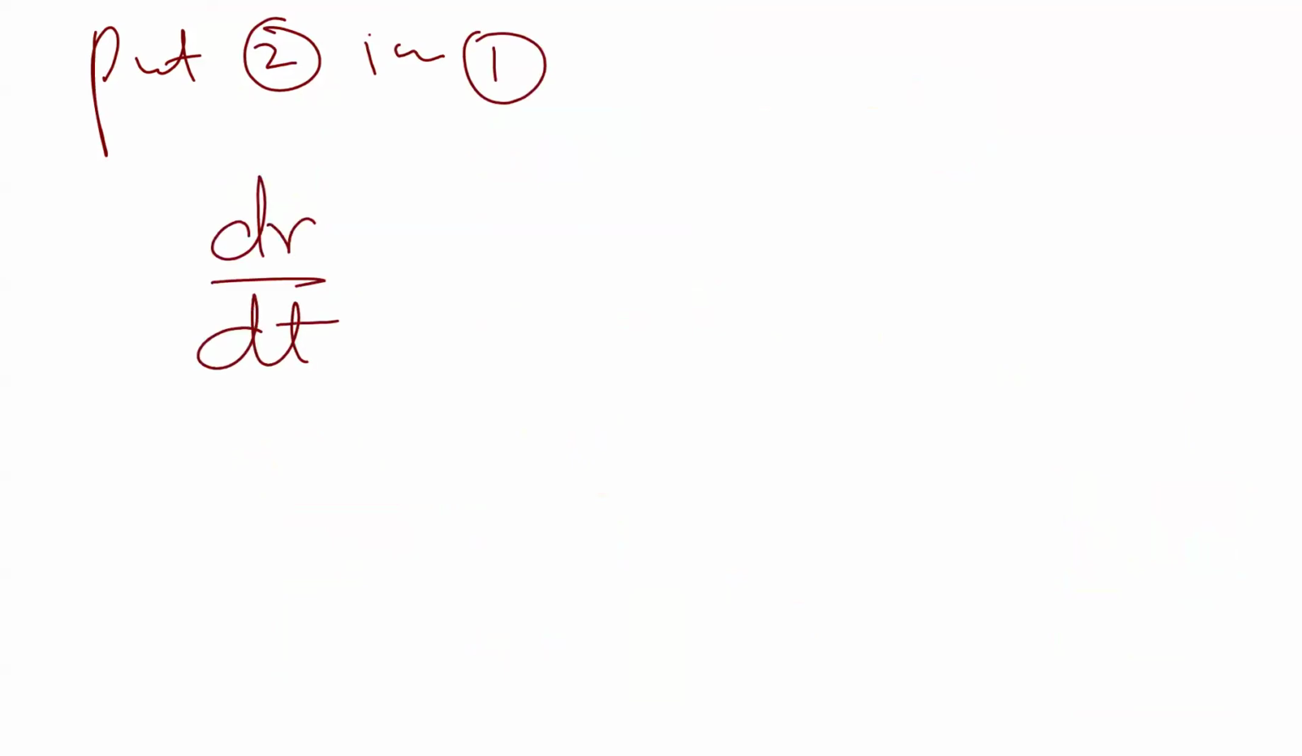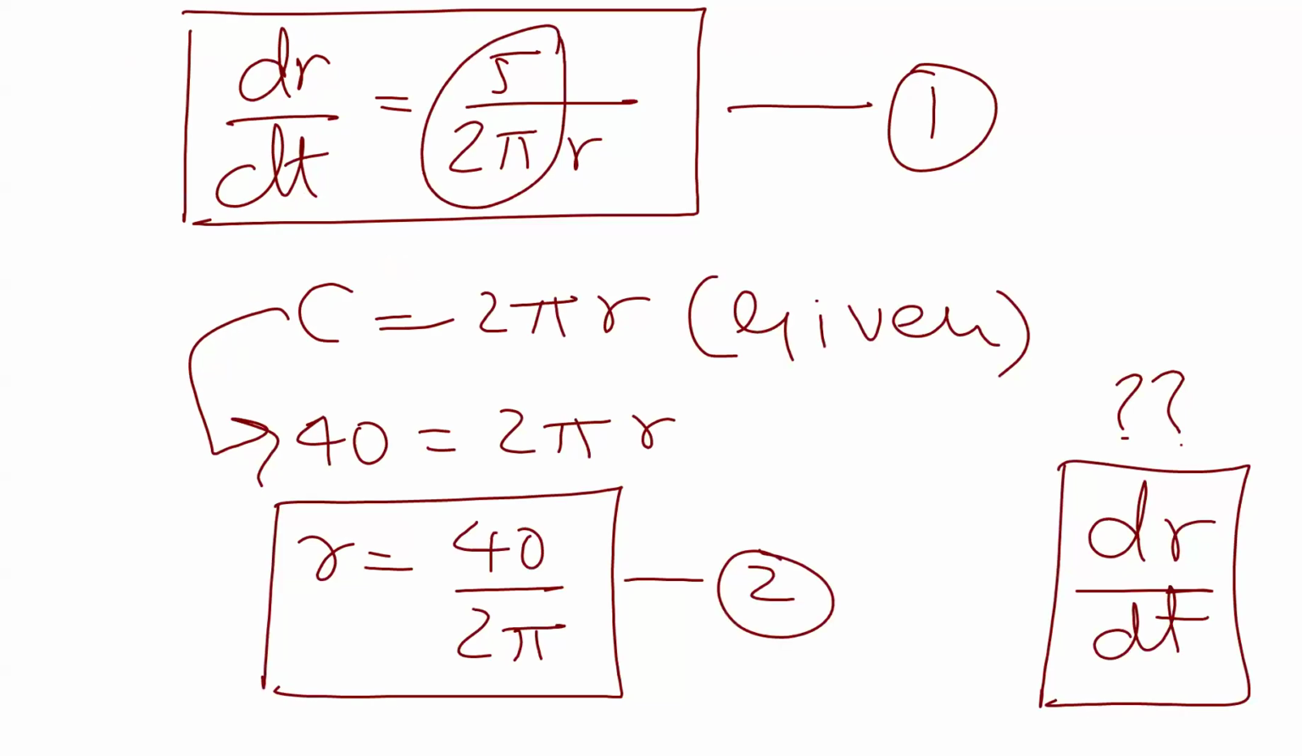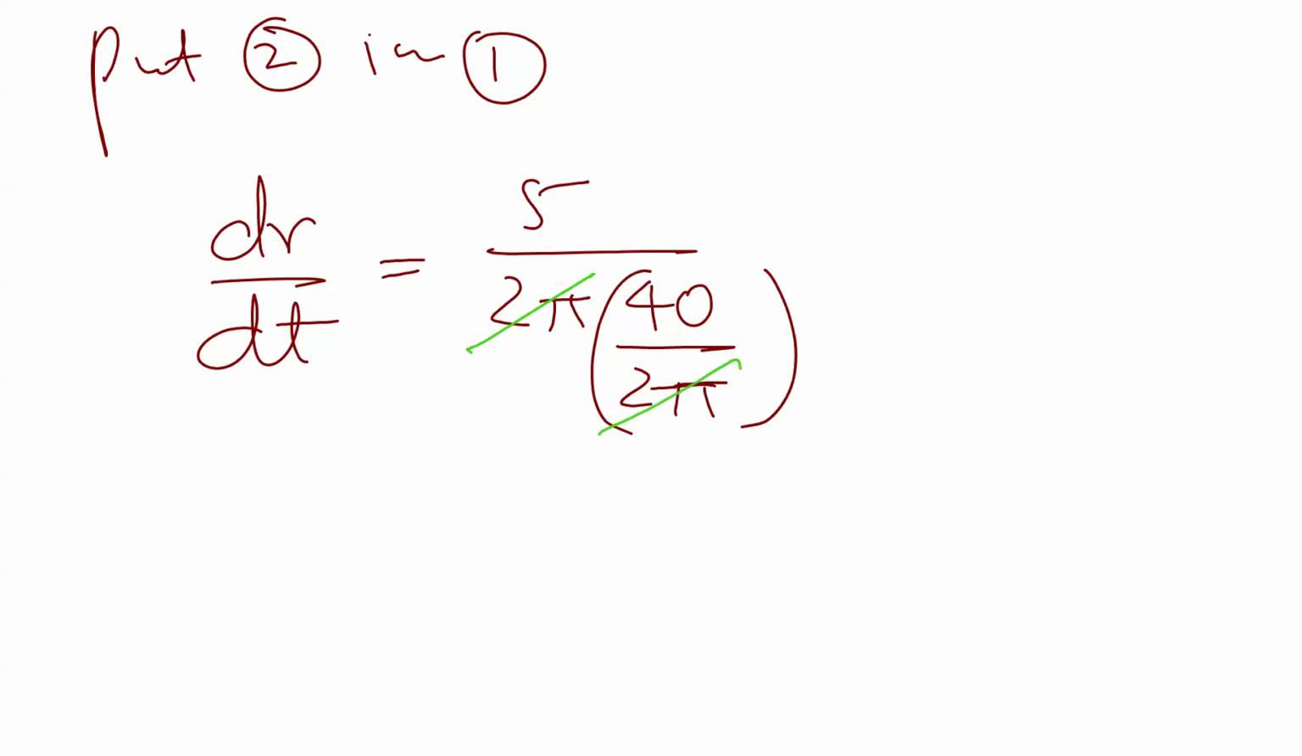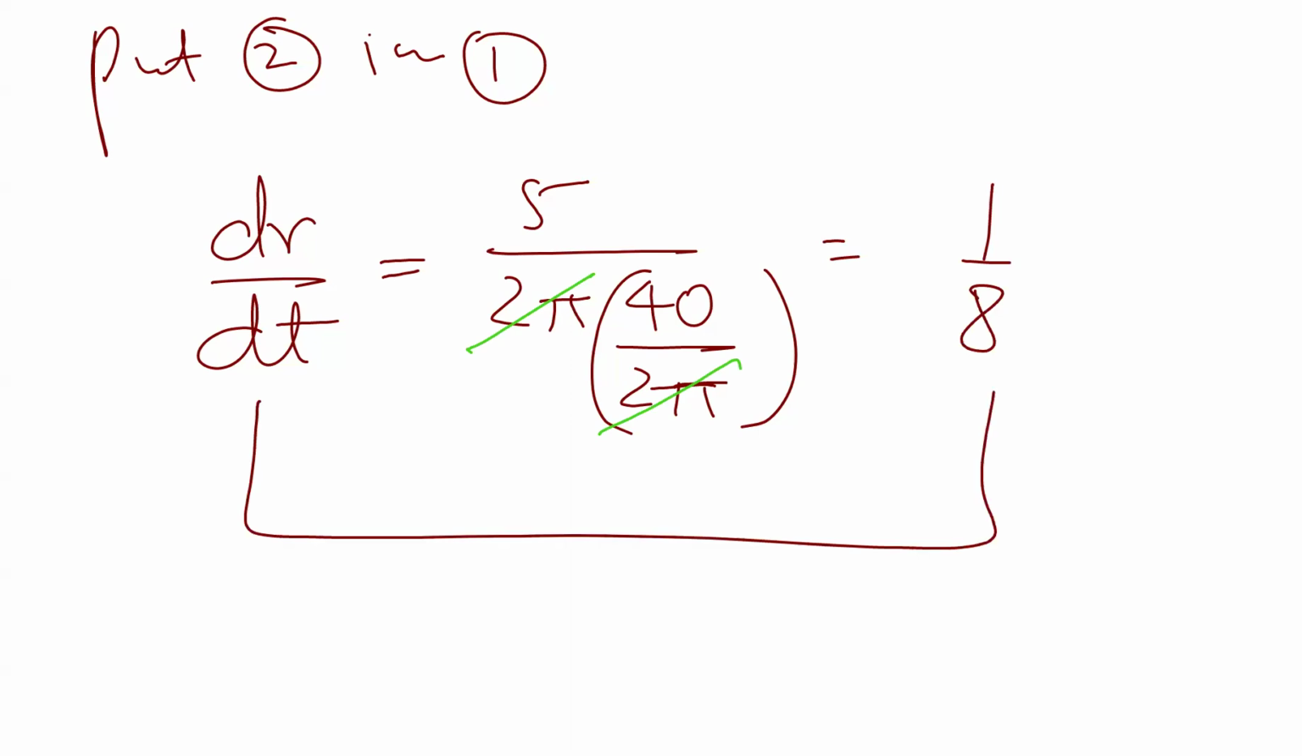So dr by dt is equal to 5 by 2 pi, that will remain as it is, and r is going to get replaced with 40 upon 2 pi. So 5 by 2 pi, and r is 40 upon 2 pi. So this 2 pi will get cancelled, so this will be 1 upon it, and that is the answer. dr by dt is equal to 1 upon pi.